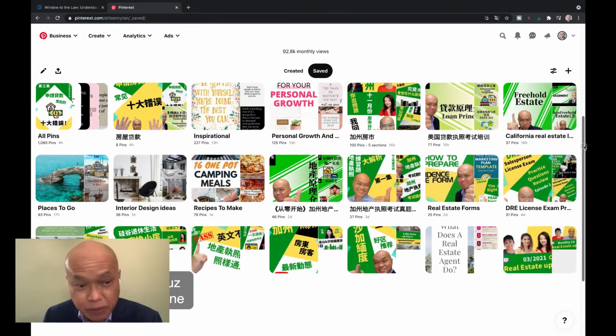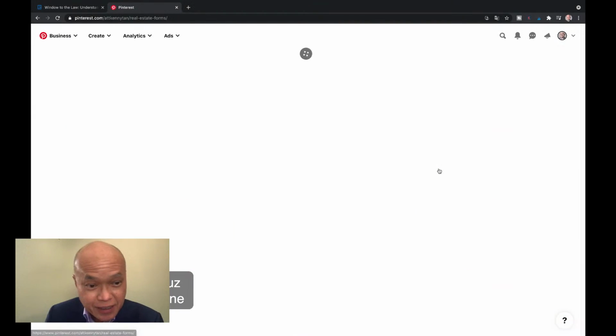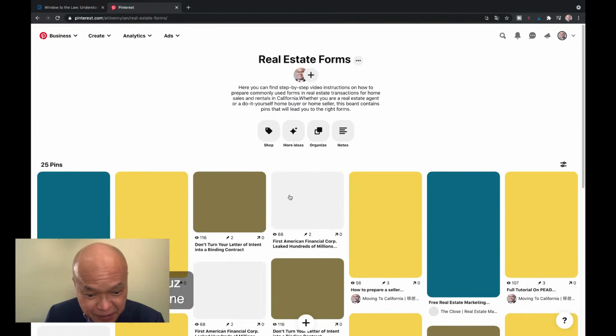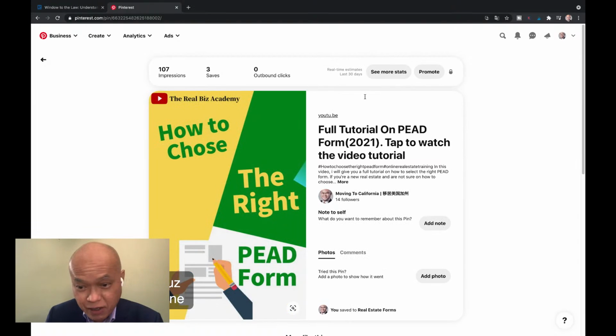All right. Let me pick a pin where I can actually show you where the alt text is at. All right. Let's see here. I don't think you can insert the alt text in the horizontal one, but the vertical one, certainly you can insert alt text.